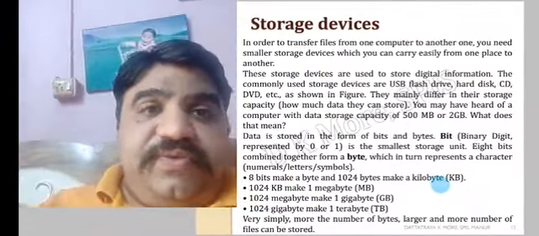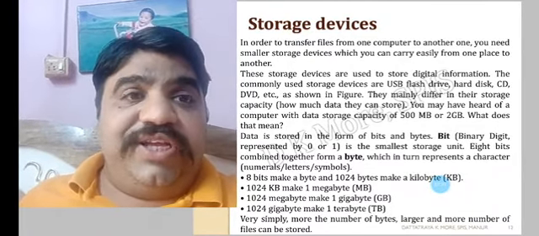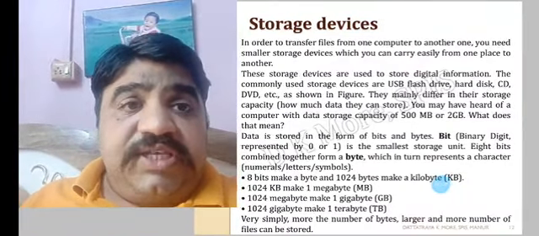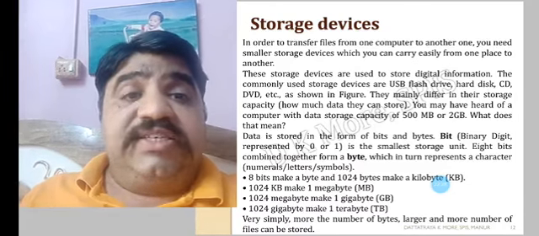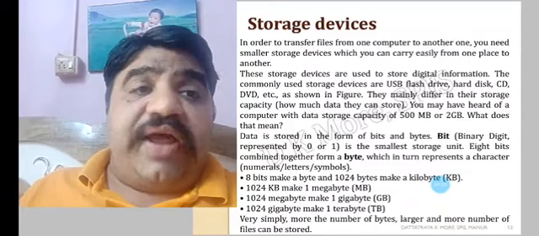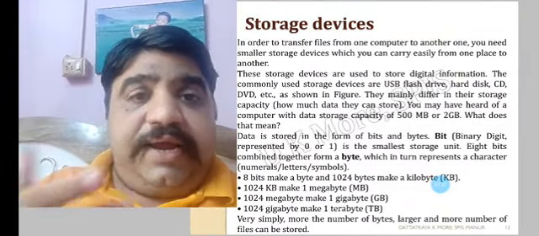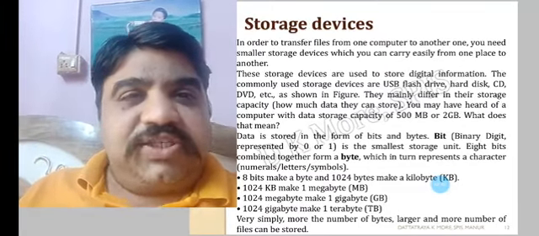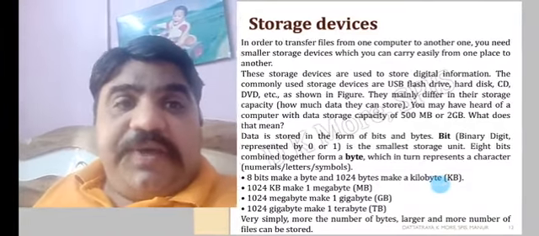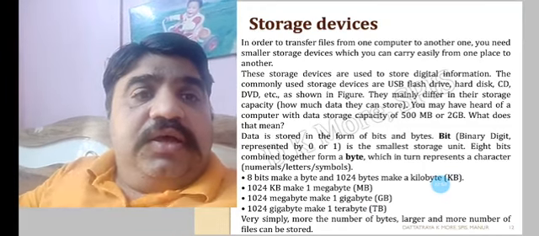In order to transfer files from one computer to another computer, you need smaller storage devices which you can carry easily from one place to another place. These storage devices are used to store digital information. The commonly used storage devices are USB flash drives, hard disks, CD, DVD, etc., as shown in the figure, and I have shown you in that small tour also. They mainly differ in their storage capacity, how much data they can store. By that their differentiation is there.